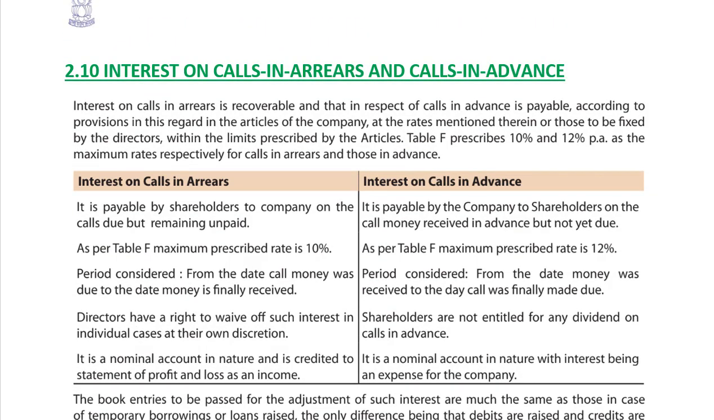Interest on calls in arrear and calls in advance. Interest on calls in arrears is recoverable, and that in respect of calls in advance is payable. According to provisions in this regard in the articles of the company, the rate mentioned therein or those to be fixed by the directors within the limit prescribed by the articles. Table F prescribes 10% and 12% as the maximum rate respectively for calls in arrears and for calls in advance 12%. I believe you understood.